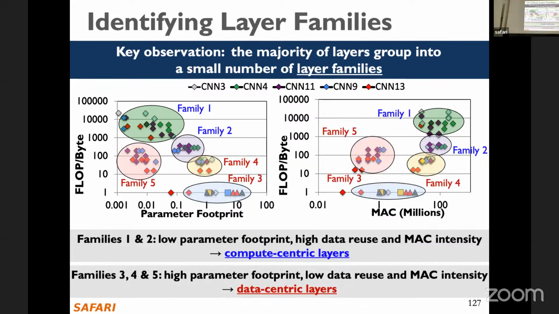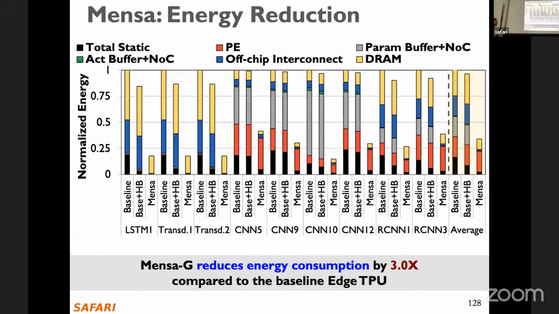Those are memory-bound layers. They have a lower number of multiply and accumulates, they have a lower amount of reuse, and they have a higher memory footprint compared to the compute-centric ones. So in theory, if you design two accelerators covering those different families of layers, we can have a better and more efficient system.